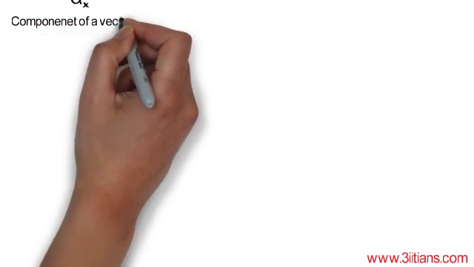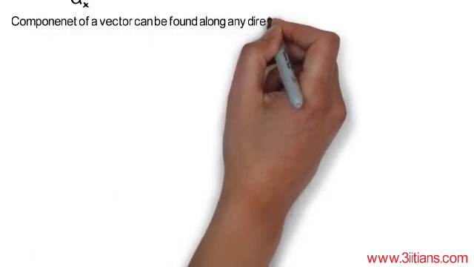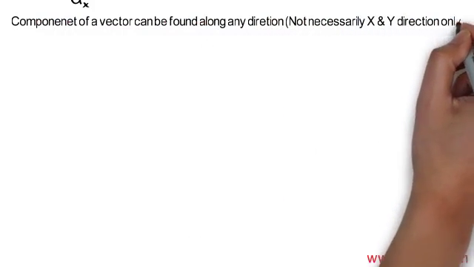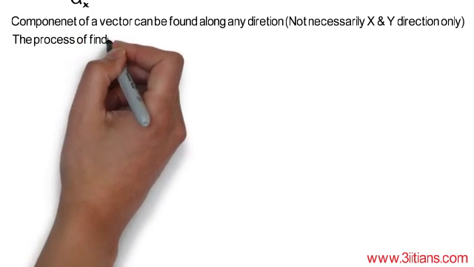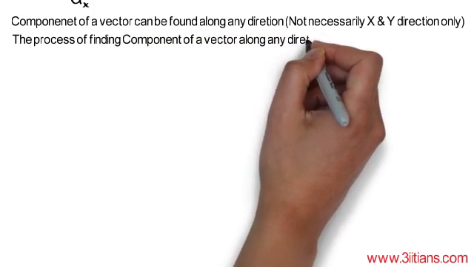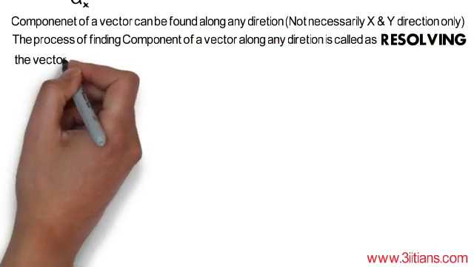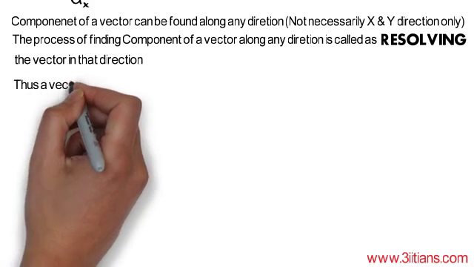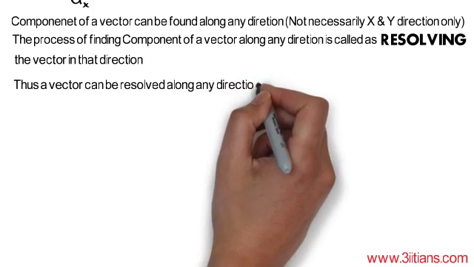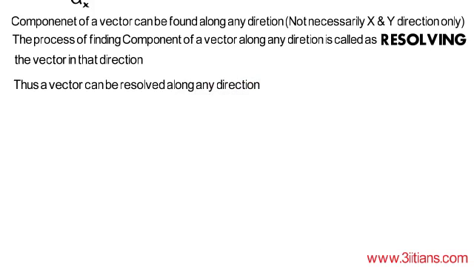Components of a vector can be found along any direction, not necessarily the x and y directions only. The x and y directions are arbitrary directions. The process of finding the component of a vector along any direction is called resolving the vector in that direction. That means resolving a vector along any direction is nothing but finding the component of the vector along that direction. Thus, a vector can be resolved along any direction, not necessarily the x and y directions only.